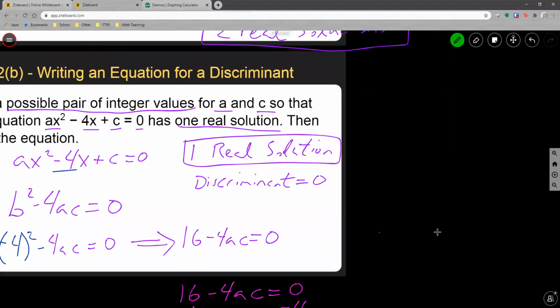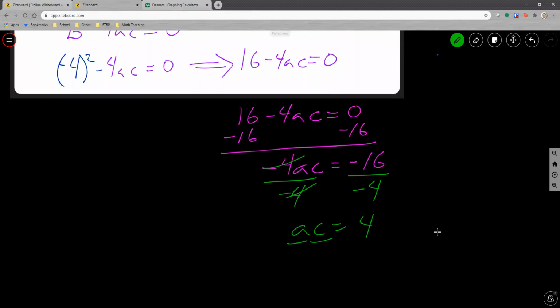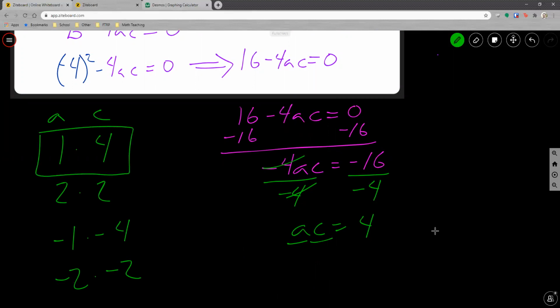Does it want whole numbers? It wants integer values. So if it wants integer values, I need two integers that multiply to 4. I can do 1 times 4. I can do 2 times 2. I can do -1 times -4. And I can do -2 times -2. These are my 4 possibilities for a and c. I could also swap the positions. So I'm just going to pick one of them. Let's pick the first one, 1 times 4.